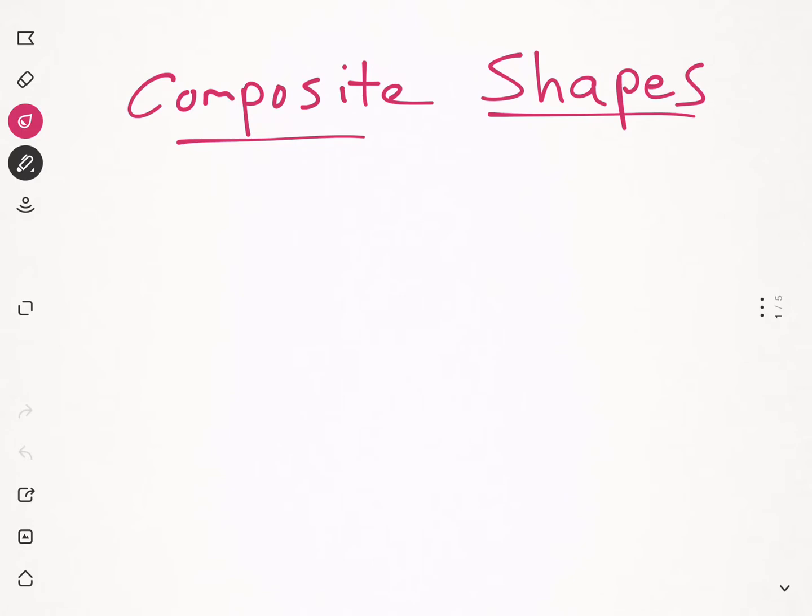Hello mathematicians, today we are looking at composite shapes, which is going to be a little tricky to learn through a video. It would be much easier if we were in person figuring it out together, but we will try our best. A composite shape, if we look at that word, is composed of other shapes. So it's made up of more than one shape.